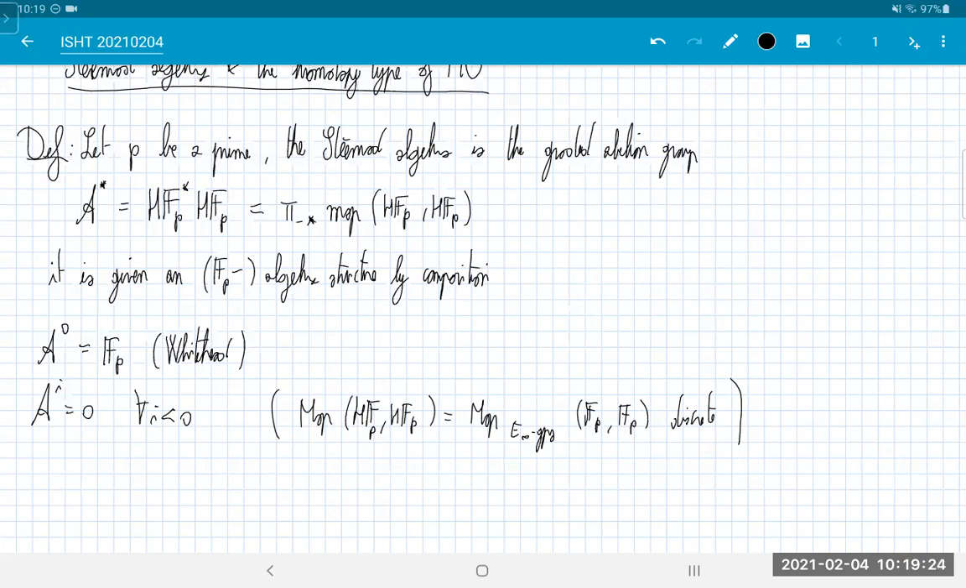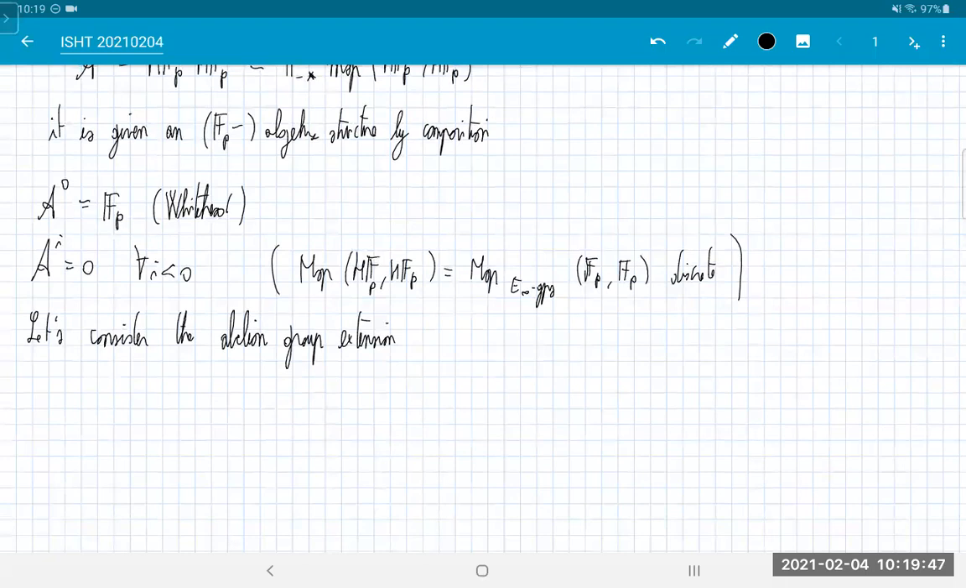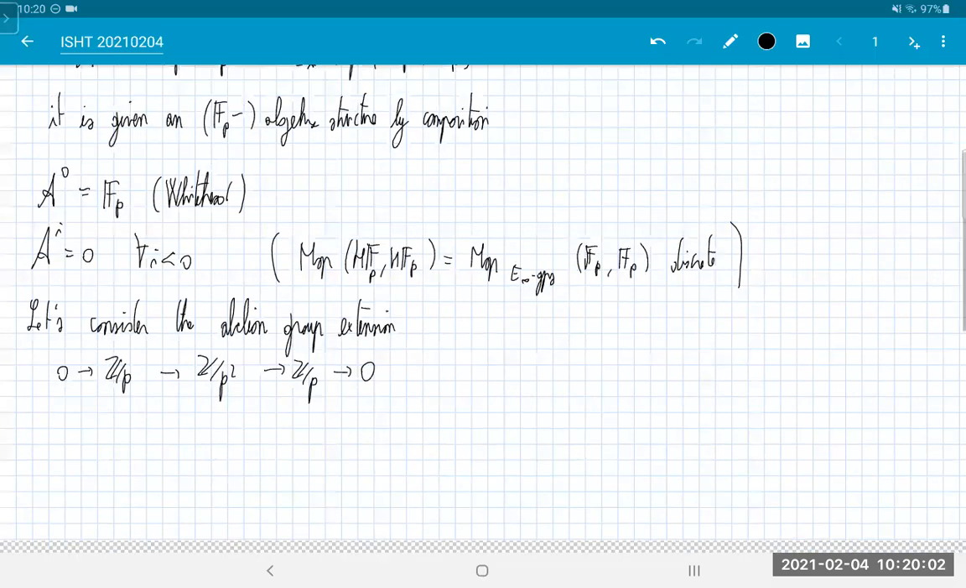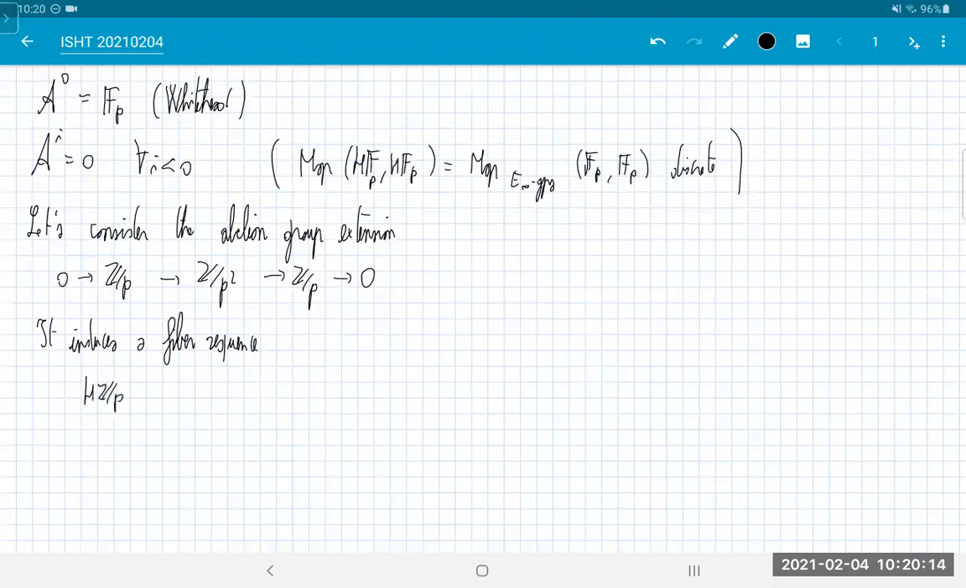But let me give you another example of a class. So let's consider the abelian group extension, which is Z/p goes to Z/p^2 goes to Z/p goes to 0. So that is indeed a thing. This induces a fiber sequence HZ/p, HZ/p^2, HZ/p.